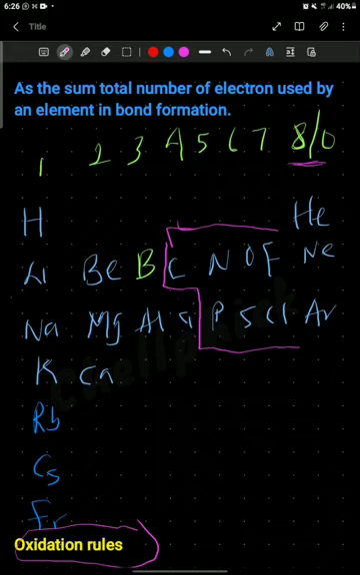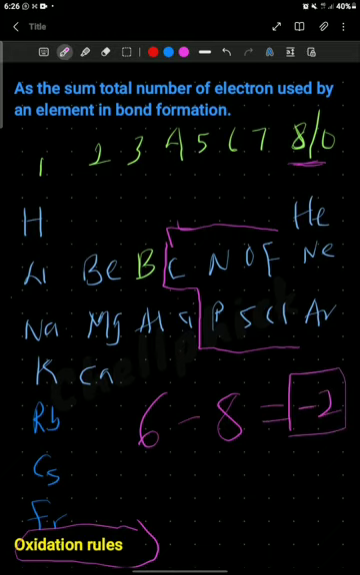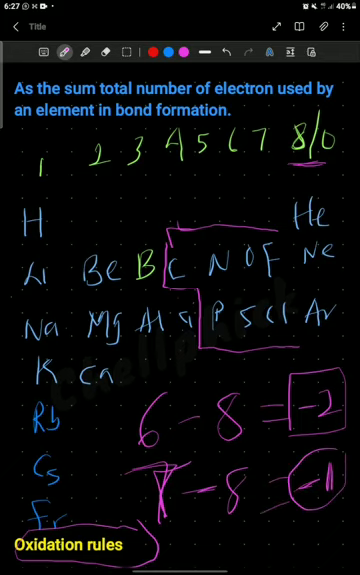So oxygen is stated in the oxidation rule. Oxygen belongs to group 6, and what does oxygen want to become? 8. So you subtract, that's minus 2. So most especially in normal reactions, oxygen carries minus 2. Then you can see group 7, fluorine. Fluorine belongs to group 7. 7 minus 8, which it wants to become, that is minus 1.